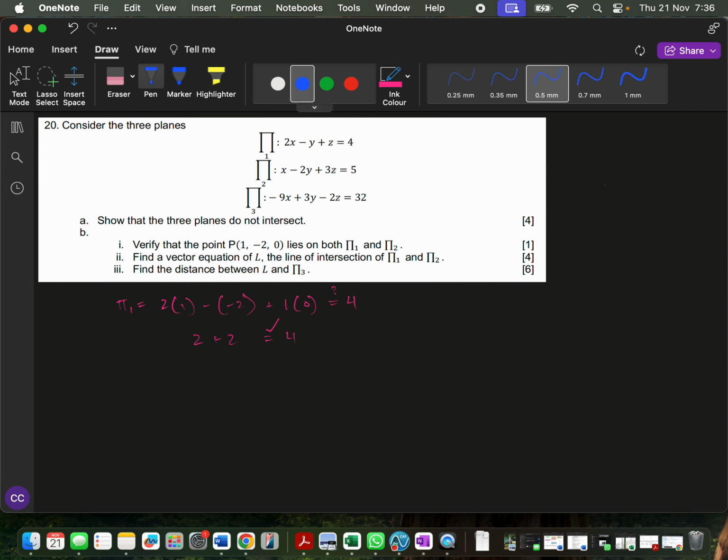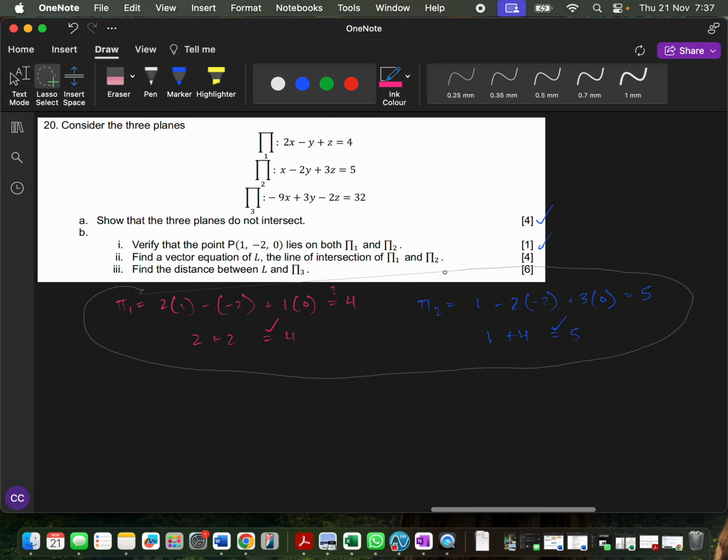For plane 2, we're doing 1 times that minus 2 plus 3 times 0, is this 5? Well, 1 plus 4, again, last I checked, is in fact 5. So we've got both of those done. Then find the vector equation of the line that exists between those two, between 1 and 2.